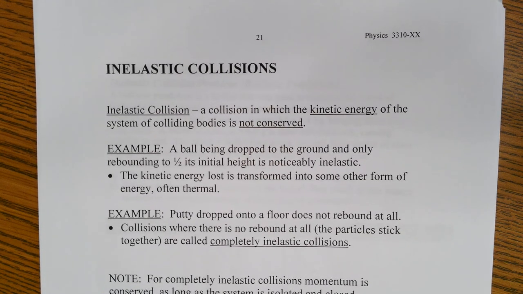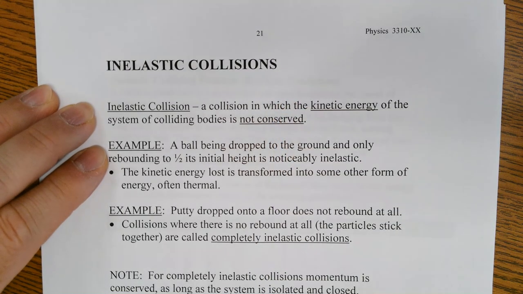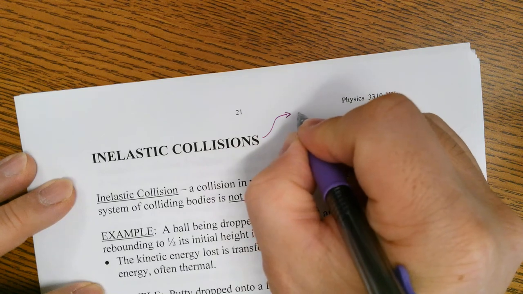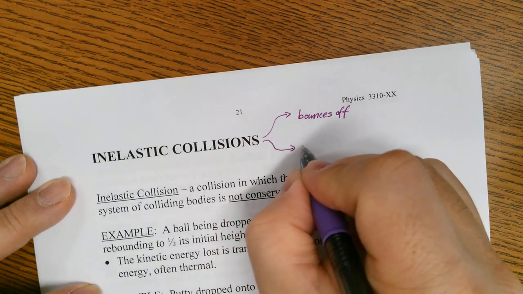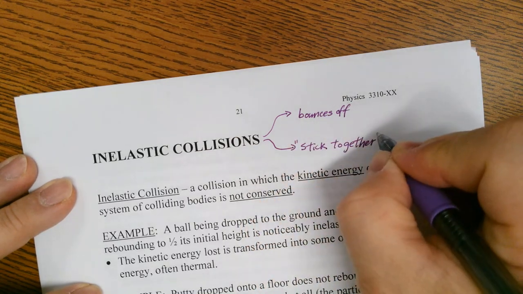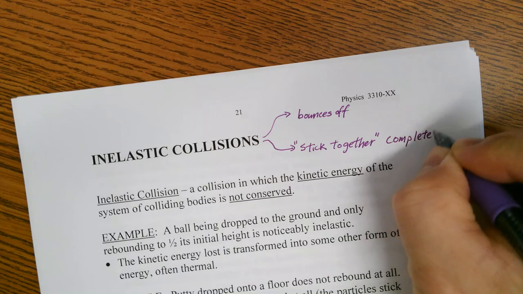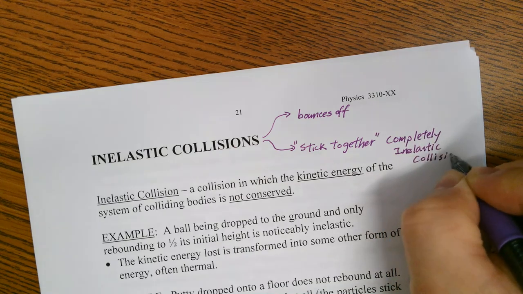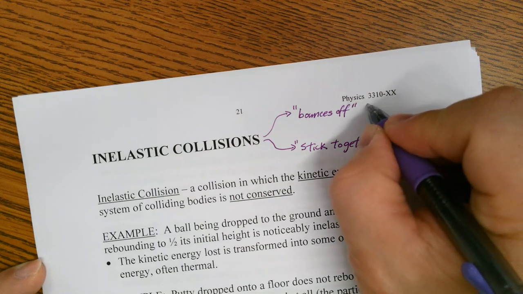So in inelastic collision, there are two types, right? One that bounces off and another that sticks together. When they stick together, we call it completely inelastic collision. When it bounces off, we just call it inelastic collision.